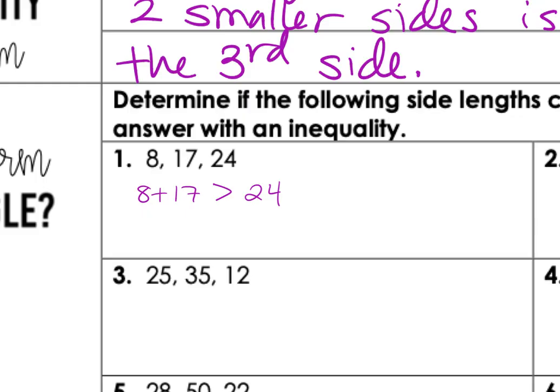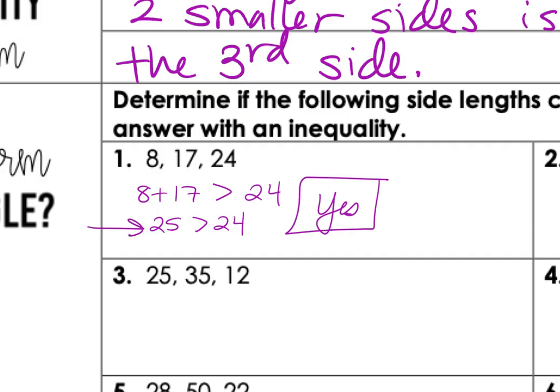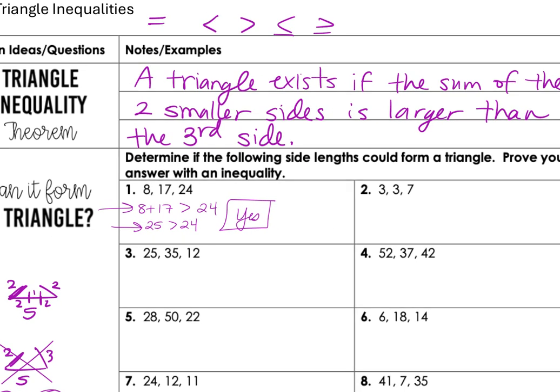All right, so 8 plus 17 is what? 25. Is 25 bigger than 24? Greater than 24? Yes. So would this make a triangle? The answer is yes. Okay, so here's what I need to see from you in your homework. If you're the type that's going to do it in your head, go for it. Give me 25 is greater than 24. If you're the type that's going to write it out and then plug it into your calculator, go for it. But I need to see one of those two. So that would be that setup.